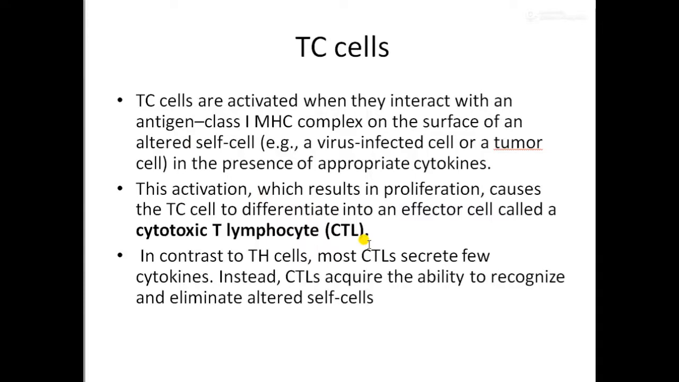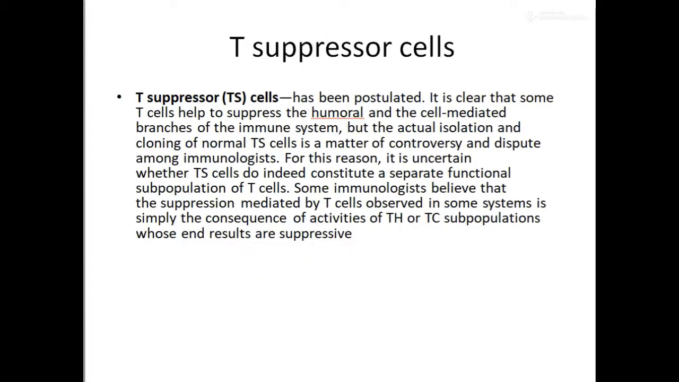TC cells, or the cytotoxic T cells, are the ones which interact with the class 1 MHCs present on the surface of an altered cell, and they mainly produce cytotoxic substances. They get differentiated into the cytotoxic T lymphocyte once they interact with an altered class 1 MHC. So they will kill the altered self cell. Then we have the T suppressor cell, which will regulate the immune system.